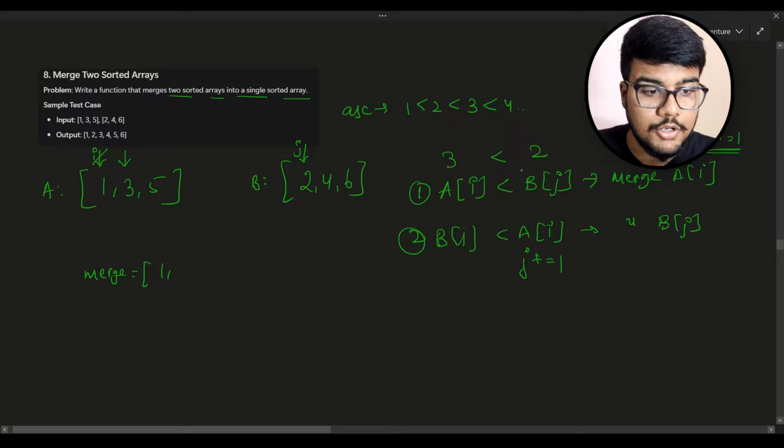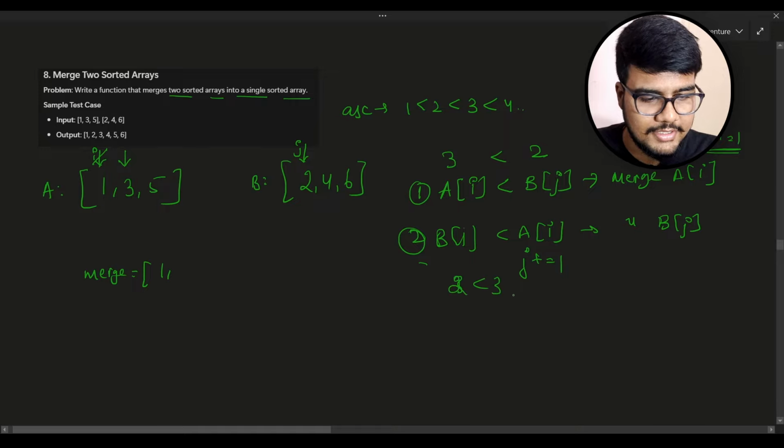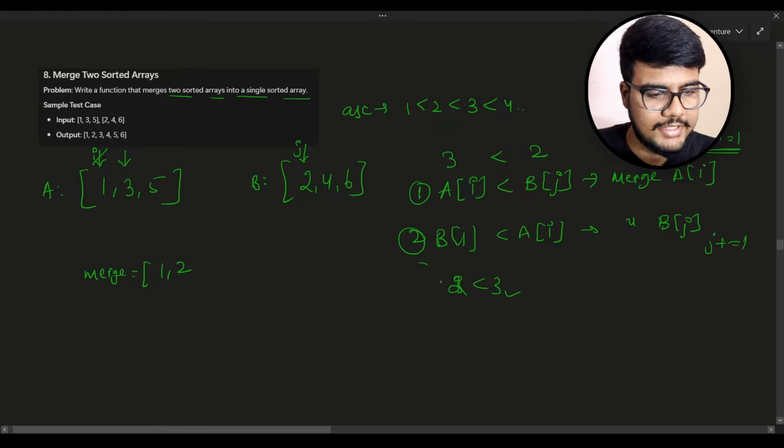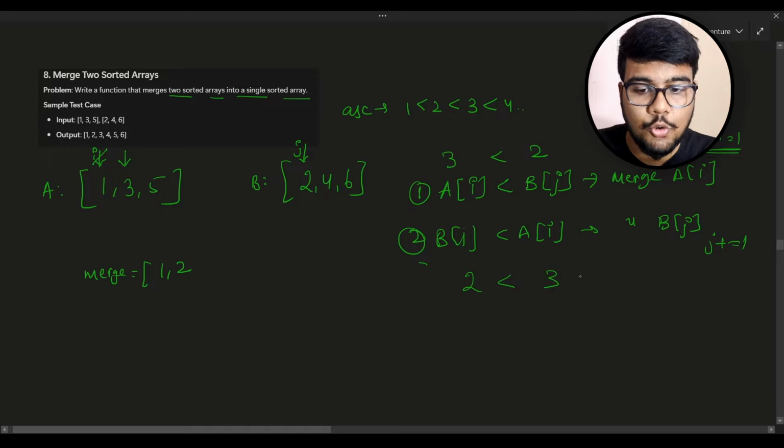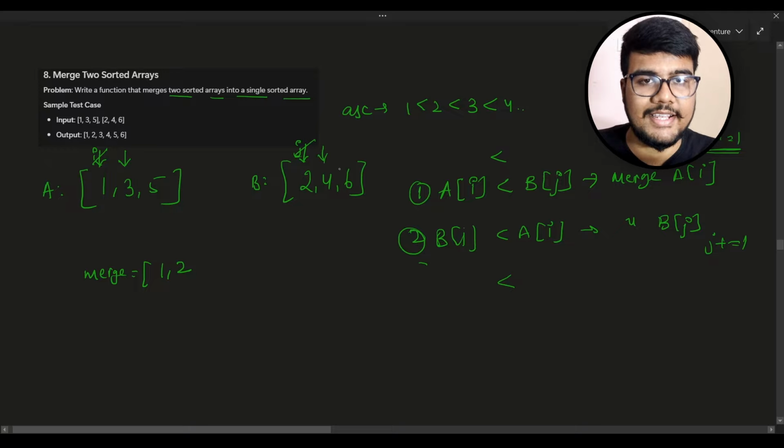Now we'll check. Is 3 less than 2? No. Then which condition will hit now? The second condition will hit now. And it becomes: 2 would be less than 3. Yes. Then put 2 inside it. Now let me put j plus 1 here. Now this condition is true and this condition is false. So we just need to remove it. We have appended 2, and just need to increment our j to the next position.